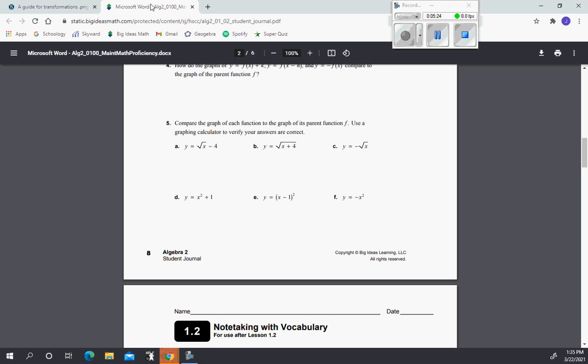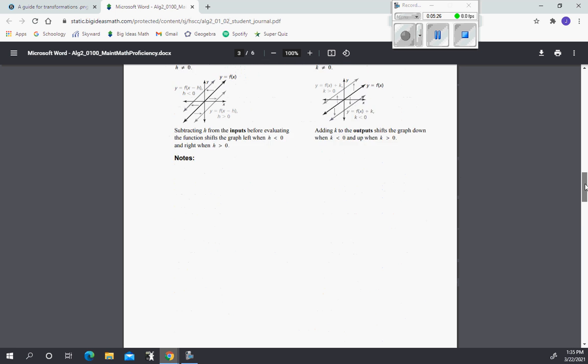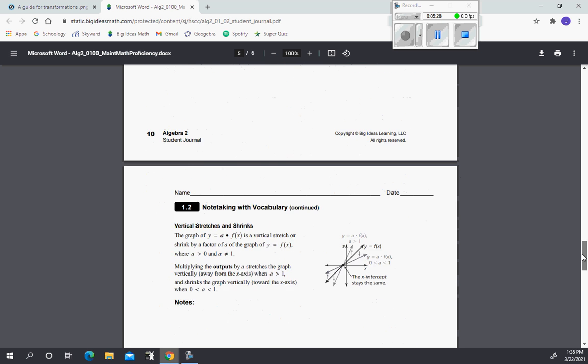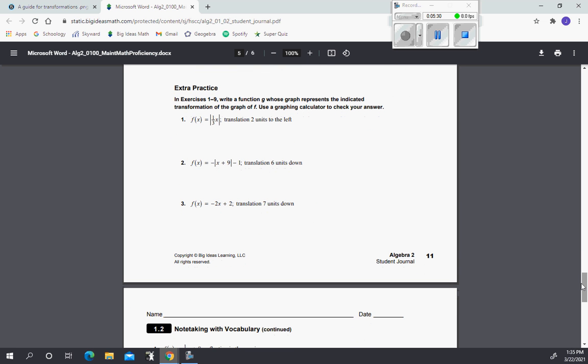Moving on. We'll jump down here to the extra practice. I wanted to make sure we see this one actually.